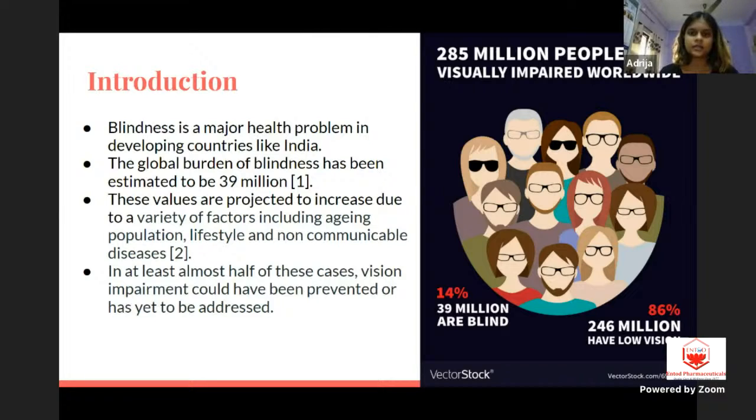So, beginning with the problem at hand, blindness, as we know, is a major healthcare problem in India and the world overall. Out of the 7.3 billion people in the world, 39 million are blind and 246 million have moderate to severe visual impairment. Almost half of these cases could be prevented or are yet to be detected or addressed. These values are already very large and are only projected to increase over the years due to various factors such as increasing age of the population, lifestyle changes, and the slow epidemics of non-communicable diseases.